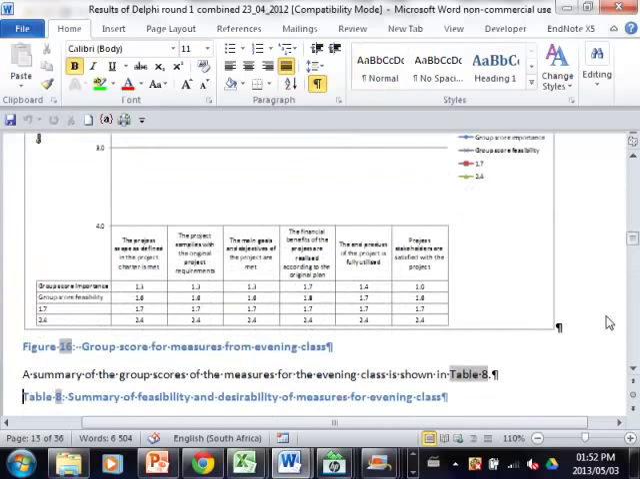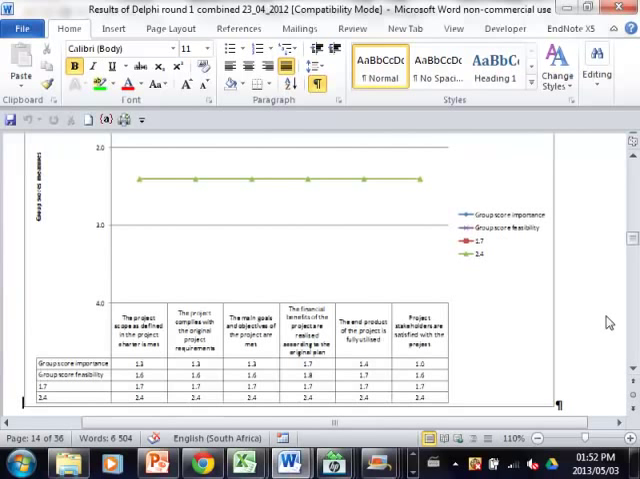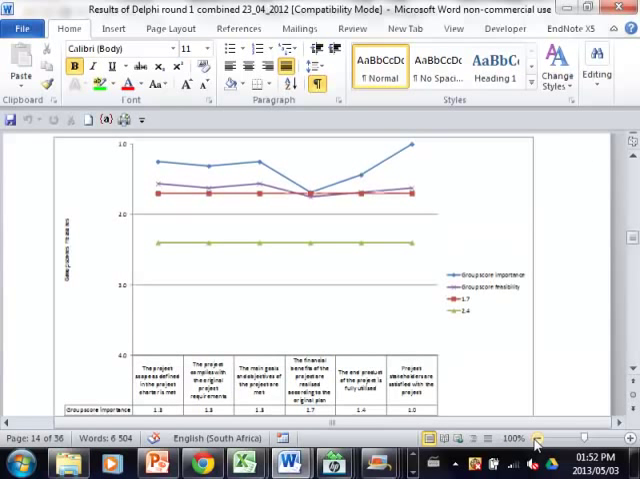But at the end of the day, what we then end up with is, for each factor, I'll have to just make it a bit smaller so it fits. Okay, so what we end up with is a group score for each factor. We have a group score for importance and a group score for feasibility. And there were thresholds that we set in terms of which are then the top factors. And you can see that, do you see that the feasibility line runs below the importance line?